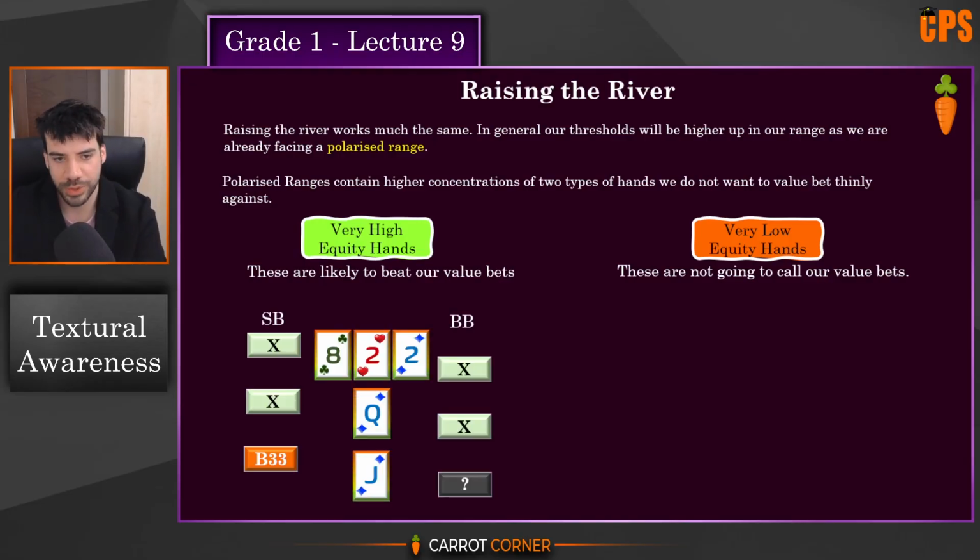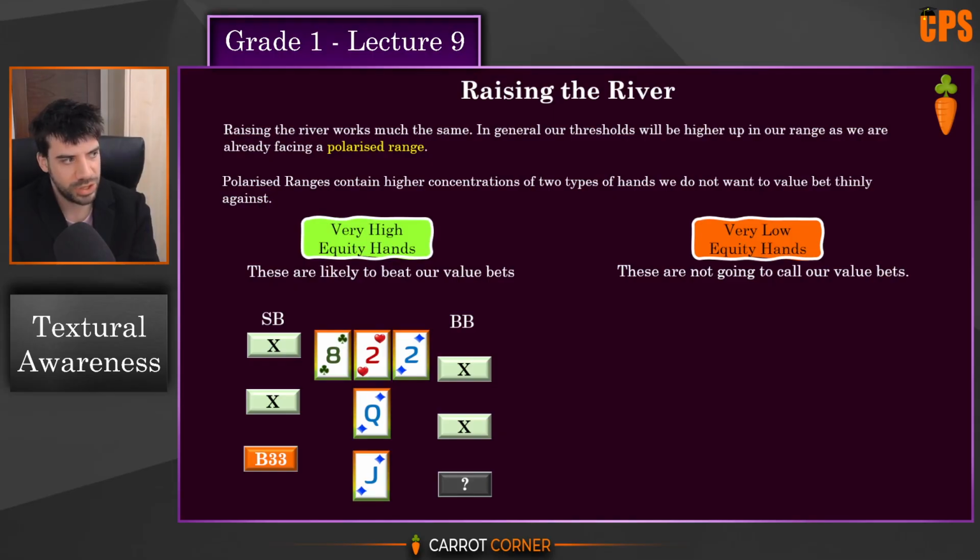Let's go back to double delayed c-bets again, blind versus blind. Small blind checks this flop and big blind checks behind. The turn then goes check check as well, and small blind bets 33% on the river. Big blind has the chance to call or raise in this spot. Have a think about what big blind's going to be raising, where are the thresholds in big blind's range here.